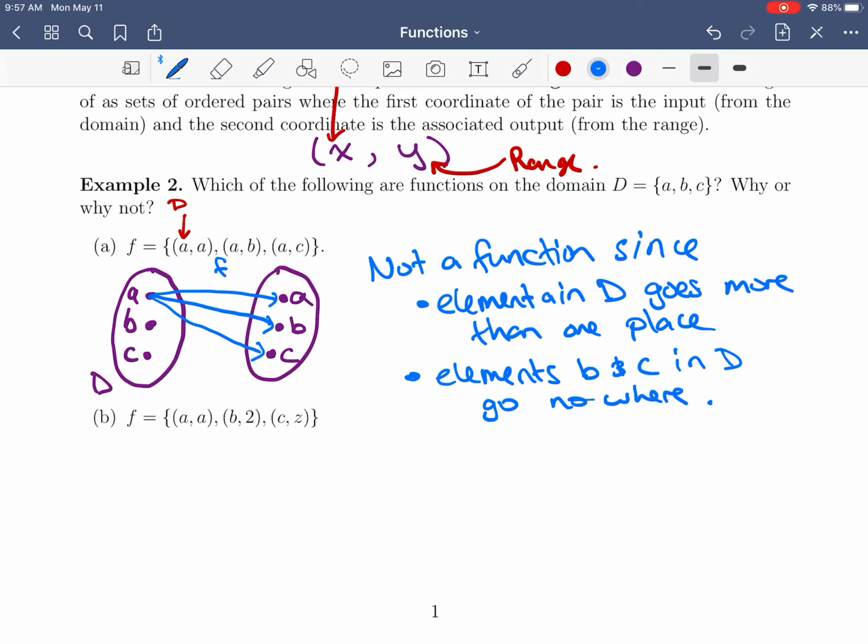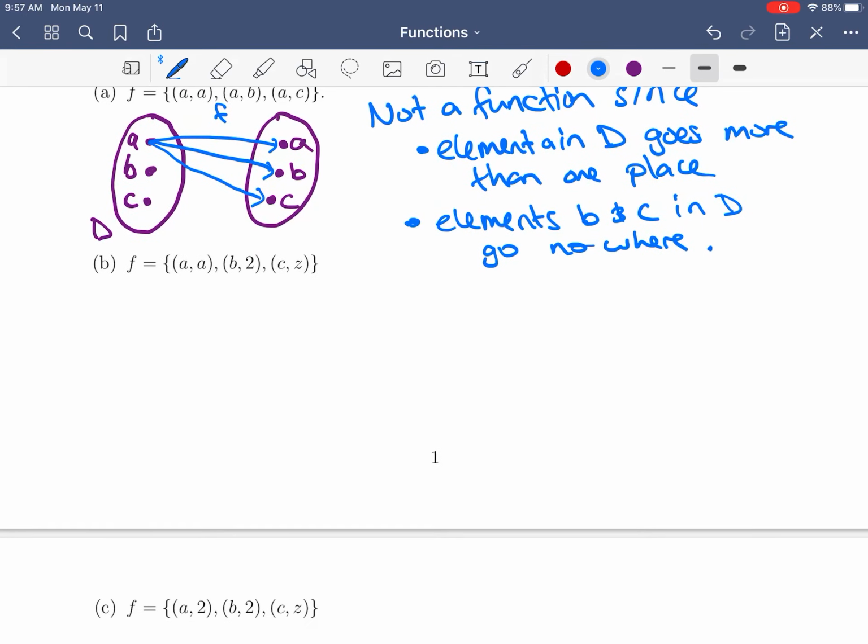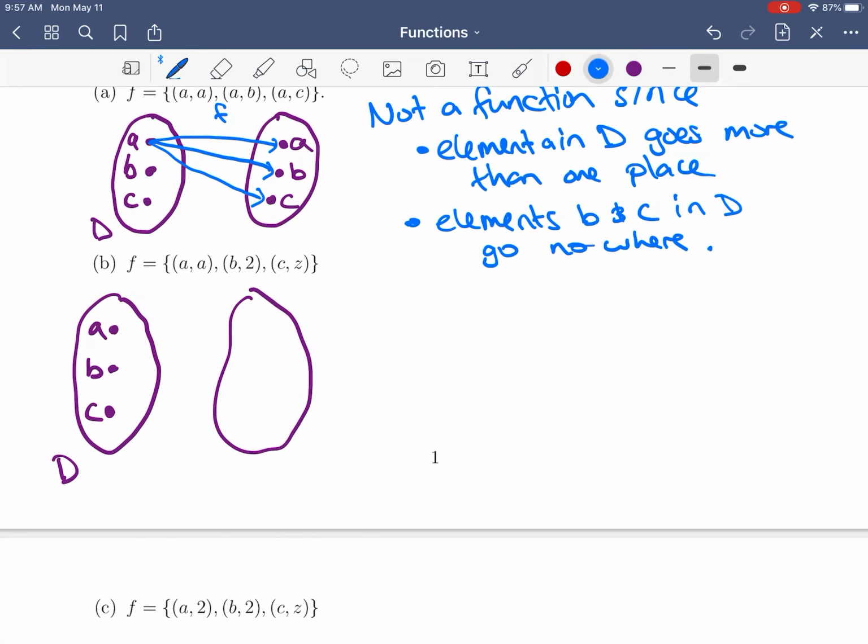Okay, so either one of those on their own is enough to make it not a function. So let's try another one. Again, we definitely have D over here. So that's our D. And then we're going to have something over here.